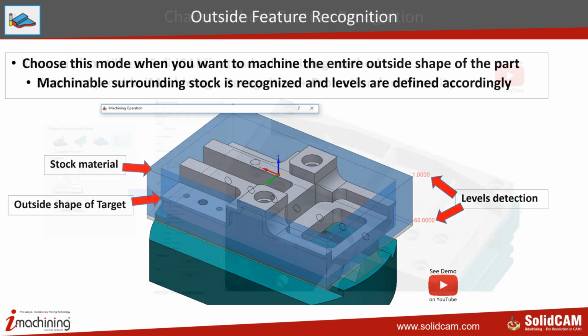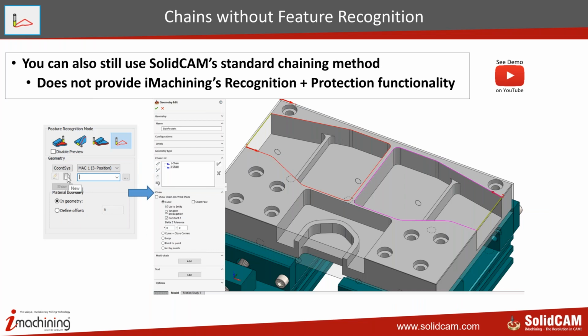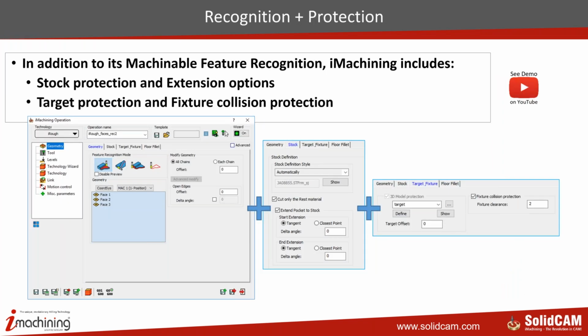The last function we have is chains without feature recognition. Here you can use the standard chaining method which is available inside SolidCAM. You can use the chain options, create 2D chains, and use them to generate the toolpath. So overall, we have done complete automation inside iMachining 2D using these feature recognition functions.